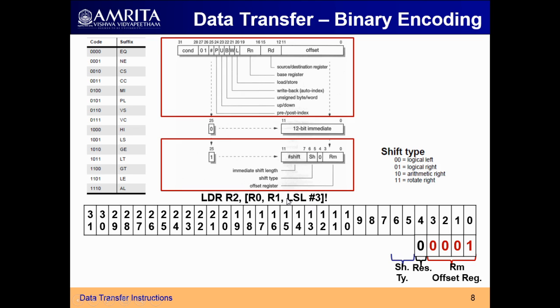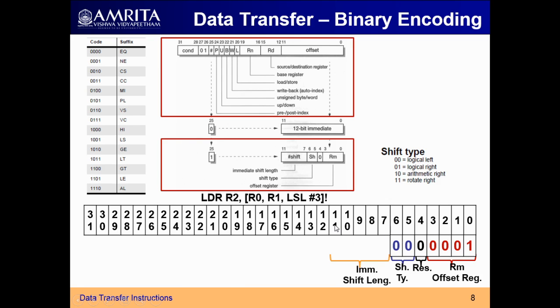The next two bits, bit number 5 and 6, are used for representing the shift type. In this instruction, you have used logical shift left as the shift type. So for representing logical shift left, bit number 5 and 6 should be 0, 0. You can see here, if it was logical shift right, that is LSR, it should be 0, 1. But here it is LSL, so it should be 0, 0.